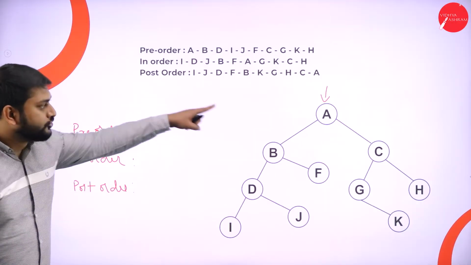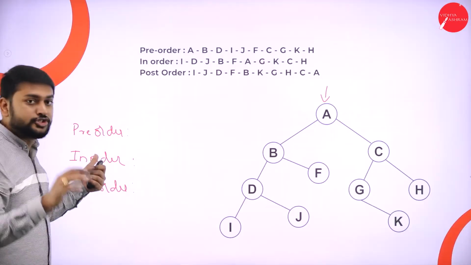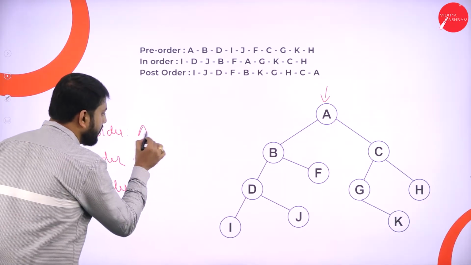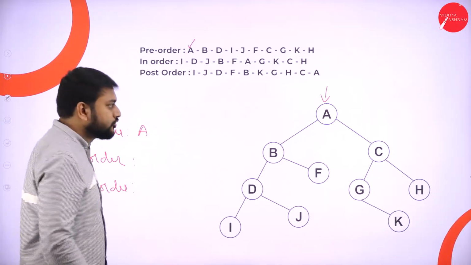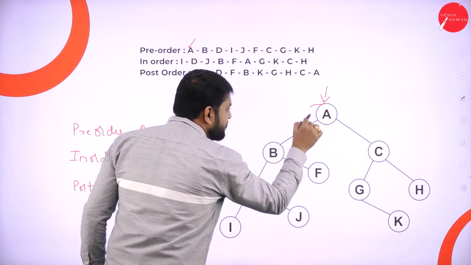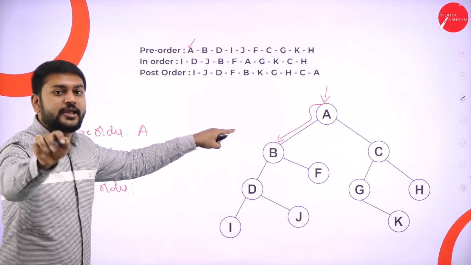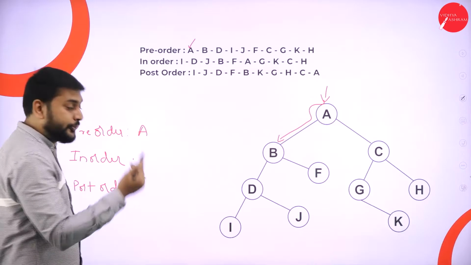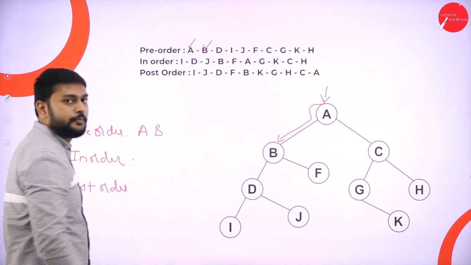So first time you are coming to A. First time means it should go to the pre-order. So A I've written. Observe here, I got A. After this, I'll start traversing. Am I coming to B for the first time? Yes. So it should go to pre-order because it is coming for the first time. Observe here, I got B.